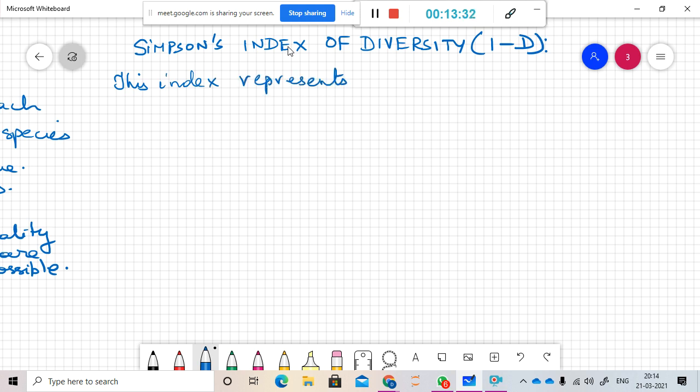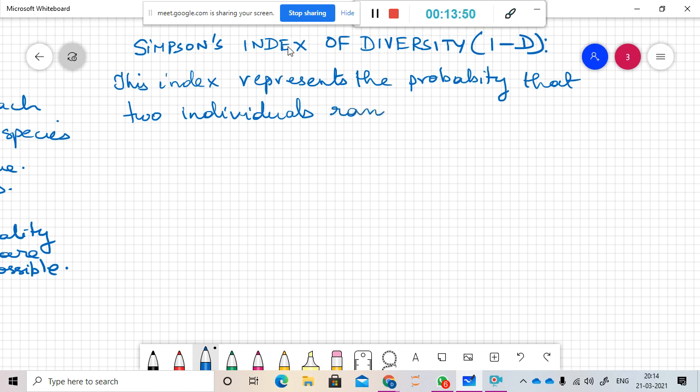The index represents the probability that two individuals randomly selected from a community will belong to different species.